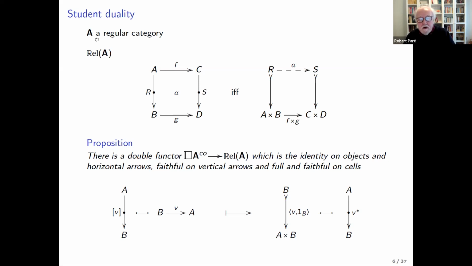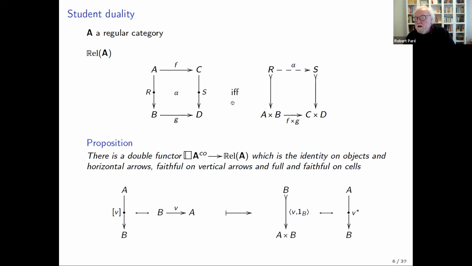So if you have that sort of category, you can construct a double category of relations where the objects are the same as the objects of A. The horizontal arrows are just the morphisms of A, but a vertical arrow now is a relation from A to B. So a relation from A to B is a subobject of A cross B, like this here. And there's exactly one cell here if and only if the F cross G restricts to the relation.